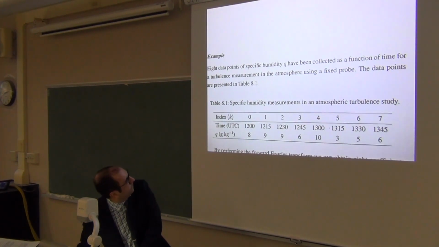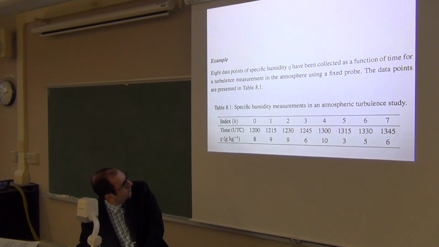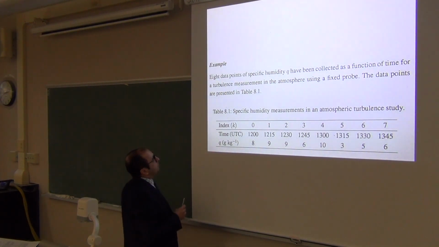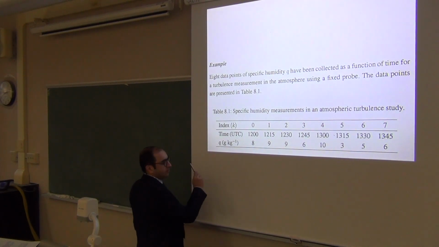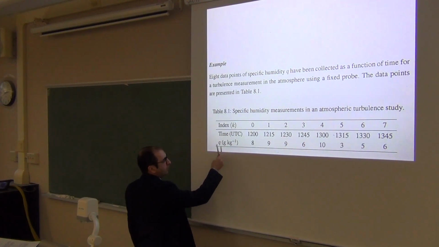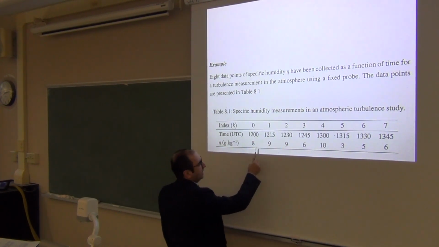I'll show you an example. Suppose I have a time series signal. I'm measuring a specific humidity in the atmosphere. So that would be gram water vapor per kilogram dry air, although don't worry about the units. But let's say I made 8 measurements.